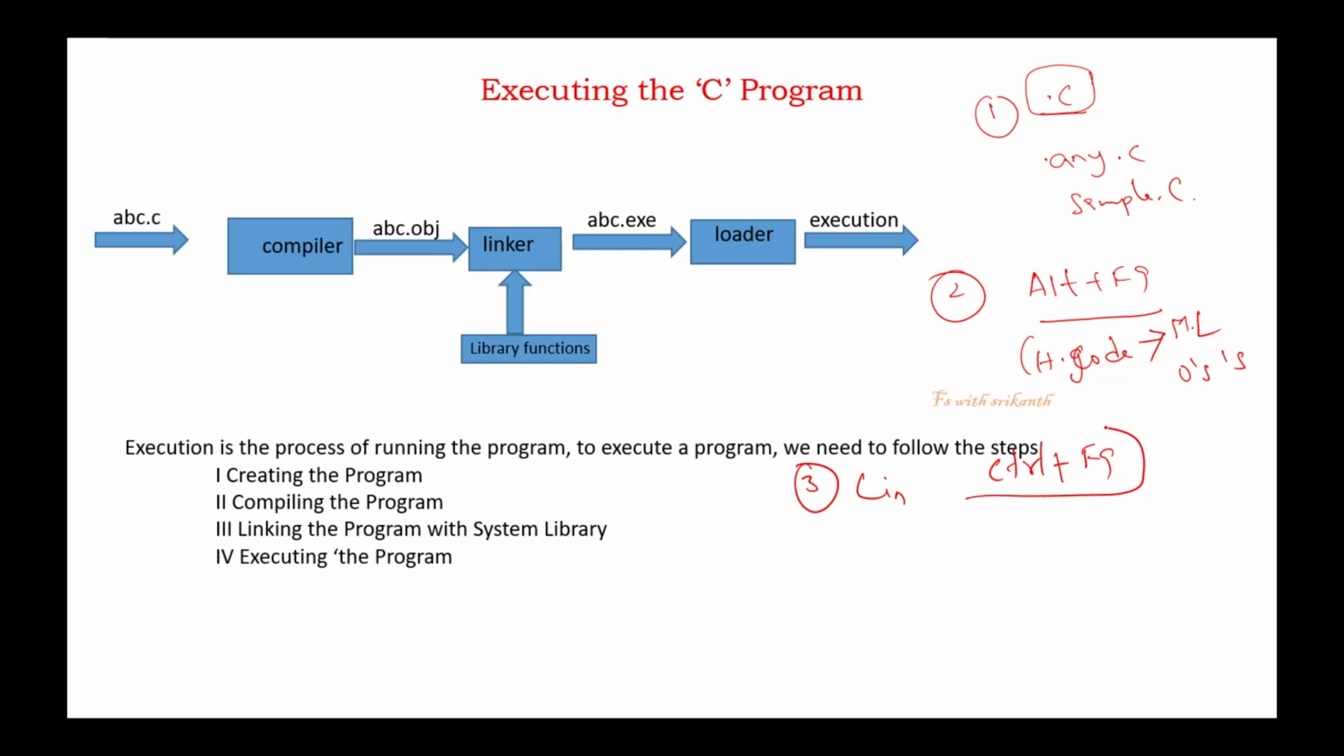So when we are doing this, automatically your program is linking with system library files. It is done automatically, and executing is Control F9 only. While we are pressing Control F9, it links your program with system library files, and parallelly it will execute your code.